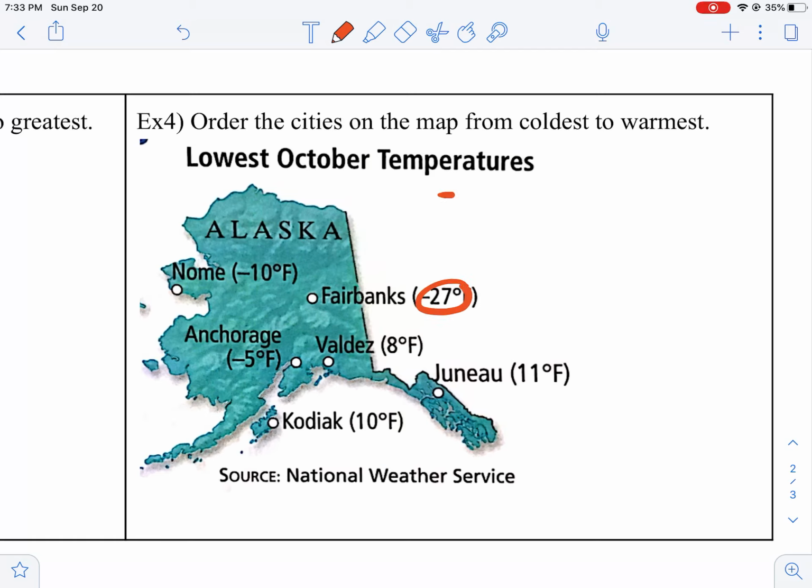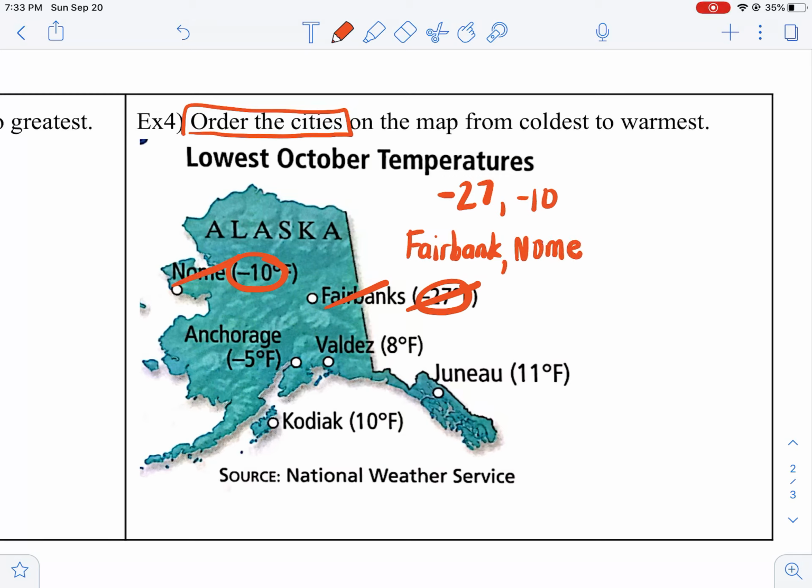So we have -27, which is Fairbanks. And it says to list them. So it says to order the city. So we don't want the numbers, but I'm going to do it because it's going to help us out. So we used Fairbanks. And then we want our next biggest negative, which is -10, which is Nome. Okay. And I see only one more negative, so it must be next, -5, which is Anchorage.